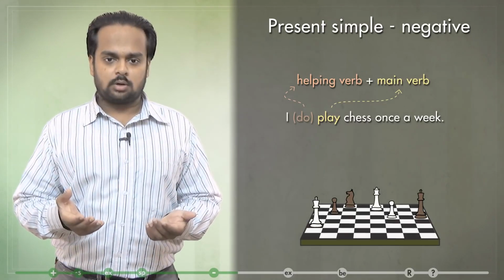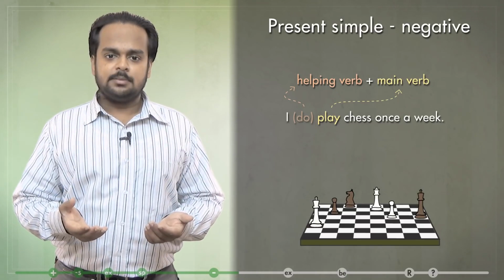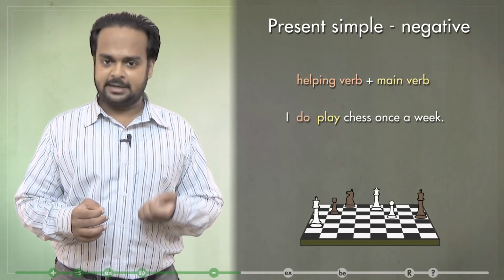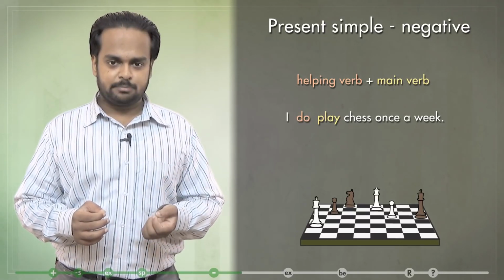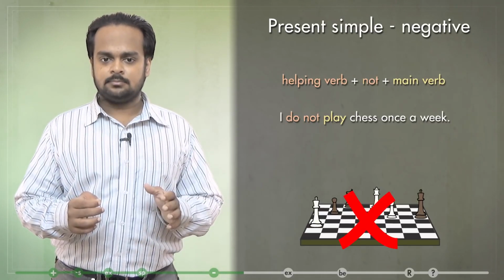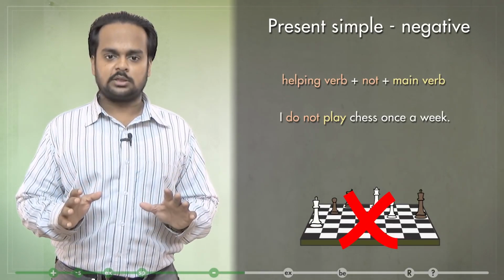Okay, why is this important? It's important because to make negative sentences, you need to bring the helping verb out of its hiding place. That's the first step. The second step is to add the negative word not. So, I do not play chess once a week.